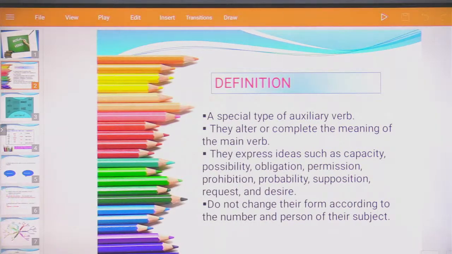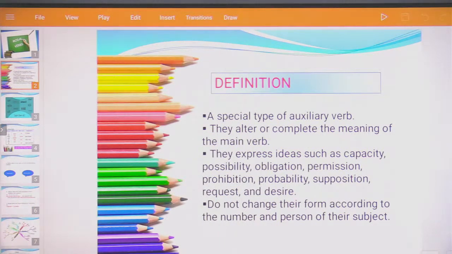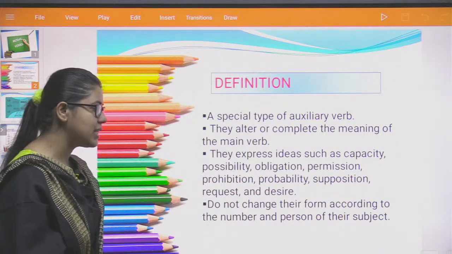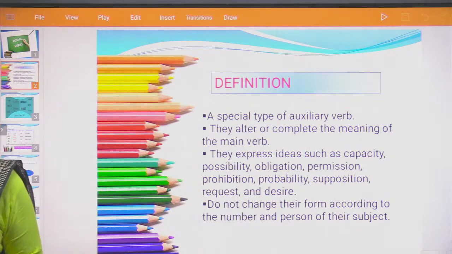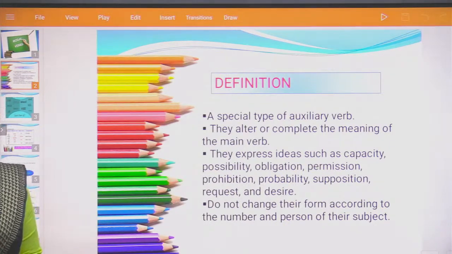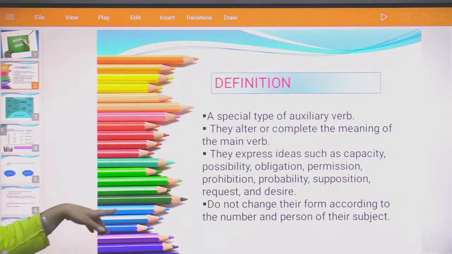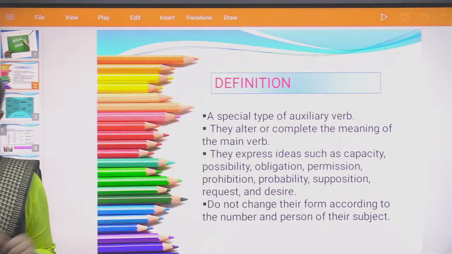Now before we start the different modal verbs, students, we'll see a few rules. The first point: modal verbs do not change their form according to the number and person of their subject. Students, like in tenses, we change the helping verbs, the auxiliary verb, according to the subject. There we have different subjects, and according to that we use auxiliary verbs. But here we have this benefit: we don't need to change it, it will remain the same with all the subjects. That's why we have written this point: the number and person of the subject will not change in modal verbs.